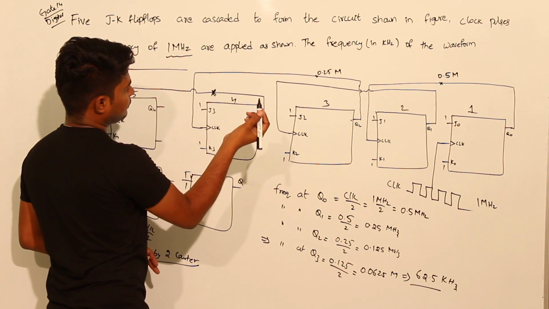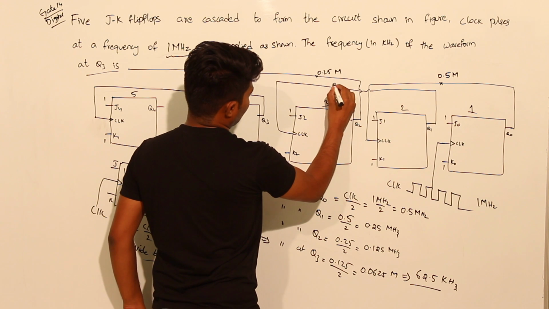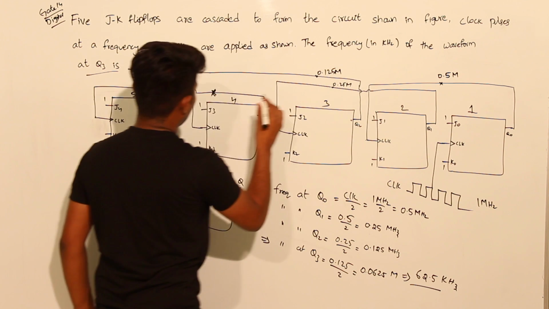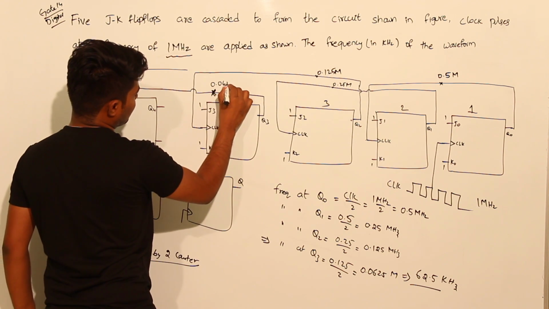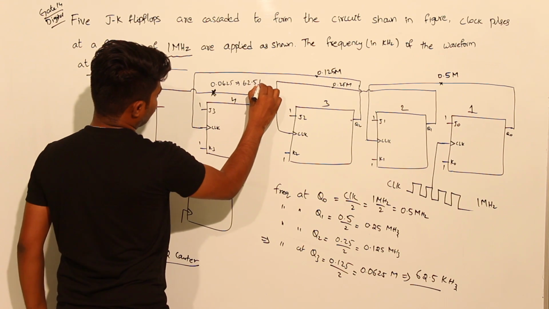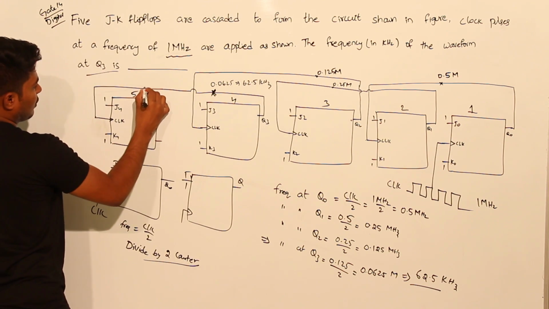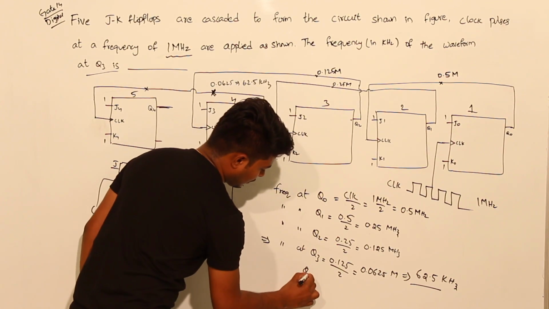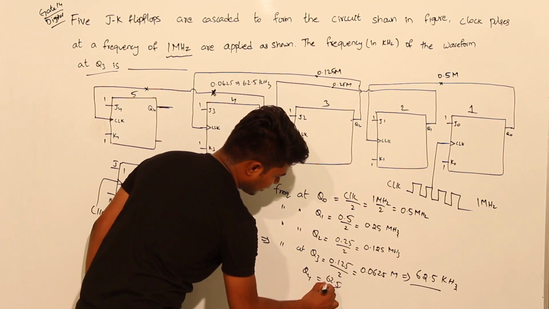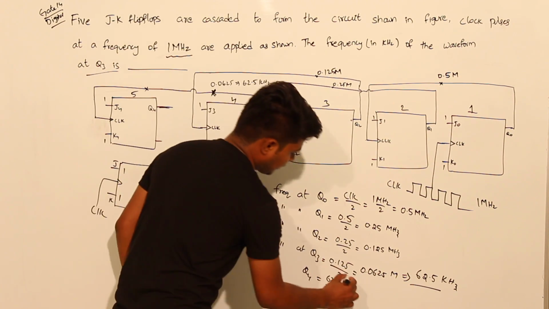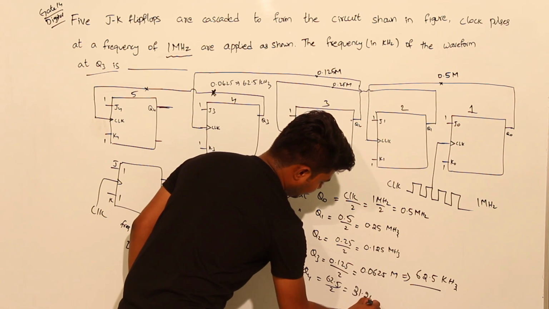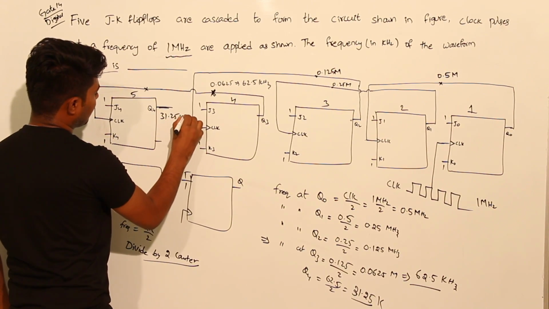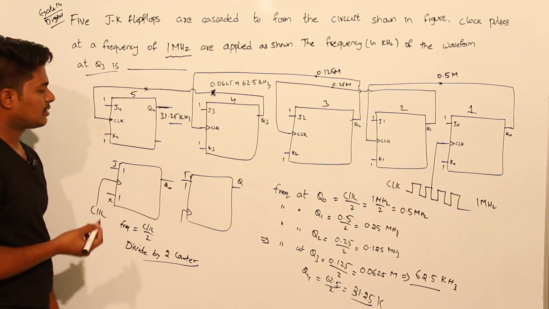Here 0.25 MHz will be there. Here 0.125 MHz will be there. Here 0.0625, that is 62.5 kilohertz. If they had asked at Q4, you can simply divide by 2. Q4 equals 62.5 divided by 2, that is equal to 31.25 kilohertz. Okay, in this way we can solve this kind of questions.